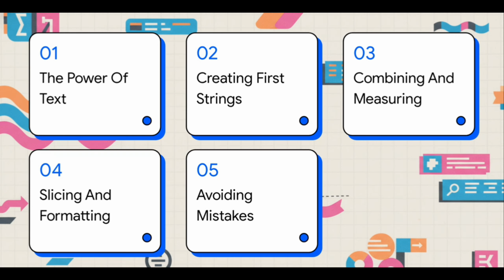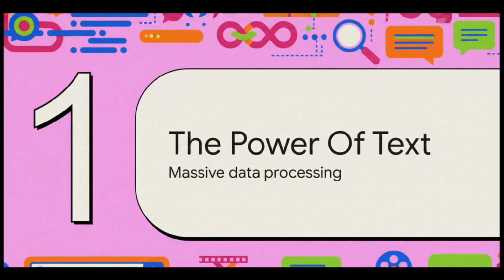So here is our roadmap for the explainer. 1. The power of text. 2. Creating your first strings. 3. Combining and measuring text. 4. Slicing, formatting, and splitting. And 5. Avoiding beginner string mistakes. Let's kick things off with Section 1, the power of text.